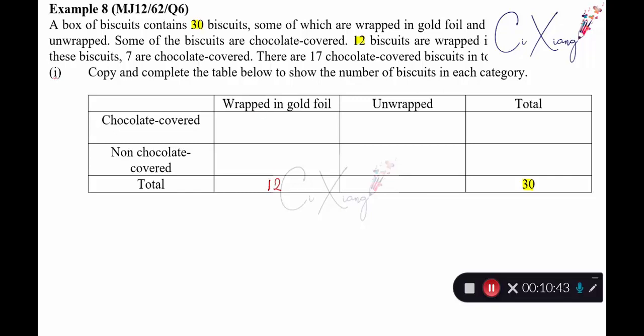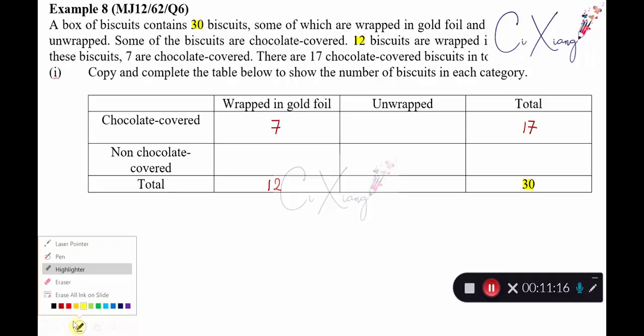And from these biscuits, 7 are chocolate covered. So that means you have 7 here. There are 17 chocolate covered biscuits in total, so the total of the chocolate covered biscuits is 17. You can try to fill in all the cells first that they already give you the information for in the question, and after that you have to complete the table here. To complete this table, you need to sort out cell by cell.